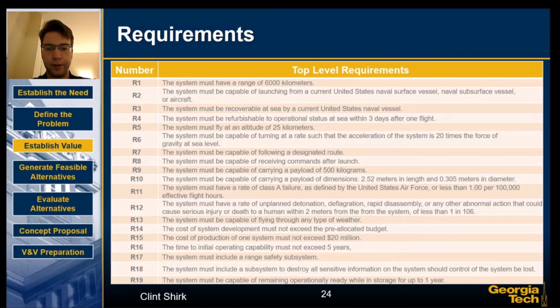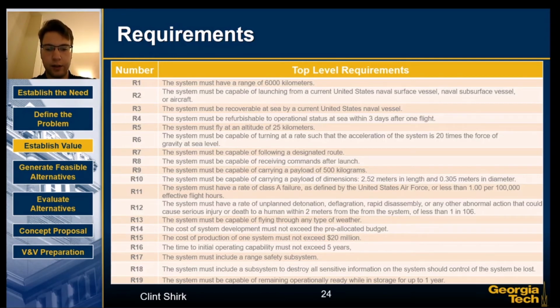The system must include range safety subsystems. This is in case of control surface failure or AI failure or something of that nature. We want to be able to safely ground the vehicle or safely operate and handle failure situations.